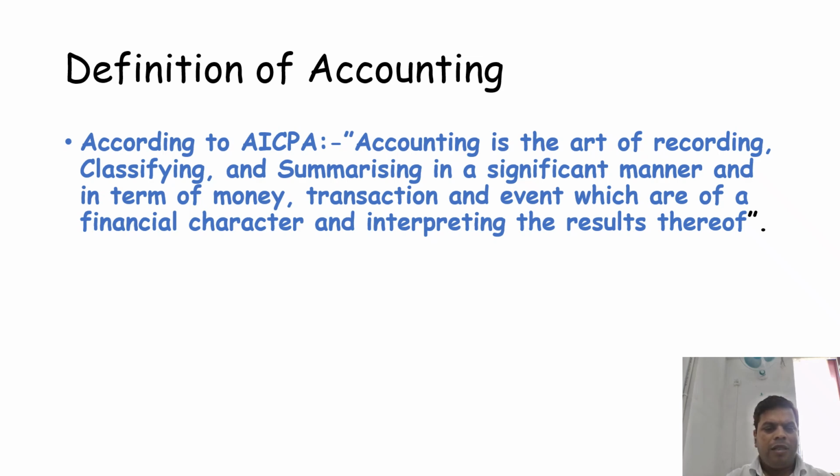And the last thing is interpreting the result thereof. Interpreting the result thereof means whatever transactions are recorded during the entire year, we need to make an interpretation on the basis of the records. So in different ways, ratio analysis, cash flow statement, fund flow statement, and risk in the sales with various other items. So it is the interpretation of the accounting. I hope this is the perfect definition, and I hope you understand the definition of accounting.